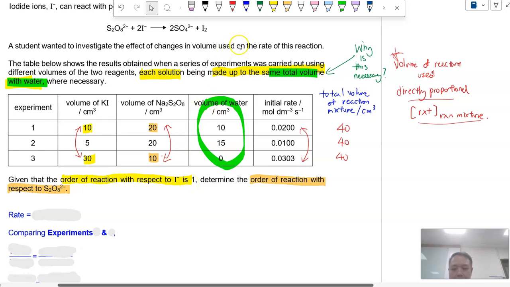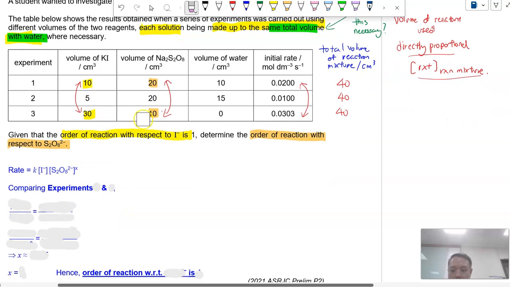So what we need to find is for S2O8 2-. So if you take a closer look at S2O8 2-, in the experiments we will compare, we will definitely have to involve experiment 3. Am I right? Because experiment 3 is the only experiment in which S2O8 2- changes. So we can compare it with either experiment 1 or 2. Alright. So in this case, I decided to compare between experiment 1 and 3.